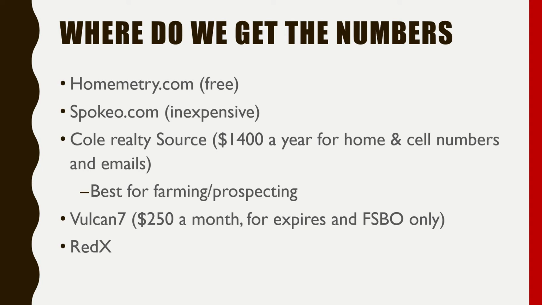Vulcan 7 is around $250 a month, and that gives you expireds and FSBOs only. It also comes with a dialer so that you can be plugged in and not wasting your time dialing numbers, because the system's doing it for you. And it updates the system every day with expireds and FSBOs. RedX is a form of Vulcan 7. I personally haven't used it, but some people have, and it's cheaper, but not as good of numbers. So that's where we get our numbers from.